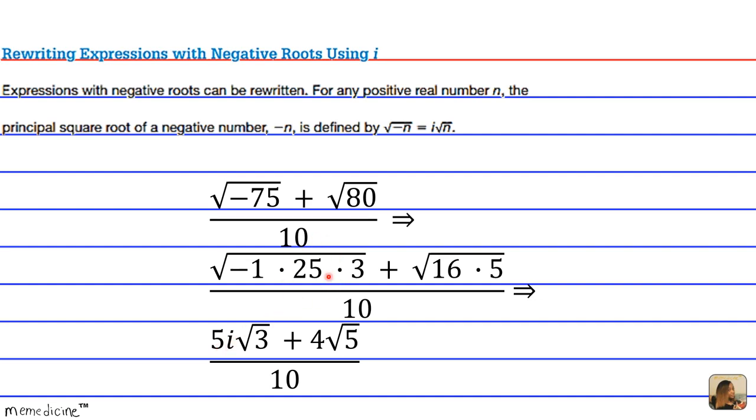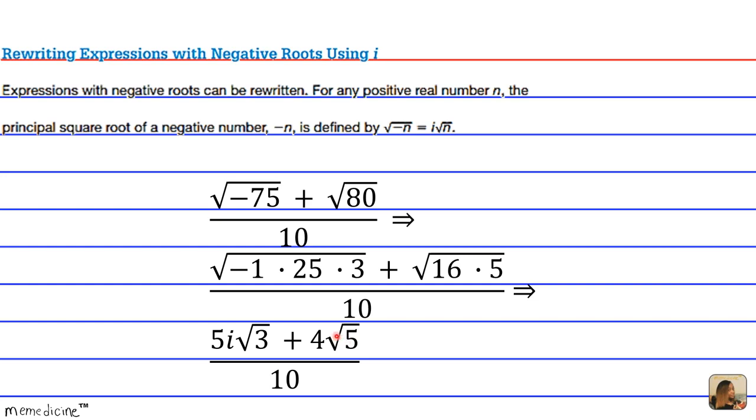Again, we get the 5 by taking the square root of 25, a perfect square, and i is equivalent to the square root of -1, times radical 3. 3 is not a perfect square, therefore it'll yield a decimal, so we can just leave it as is. Plus 4. 4 comes from the perfect square, the square root of 16, times radical 5. Again, 5 is not a perfect square, so we're going to leave this as is. And this is all over 10.